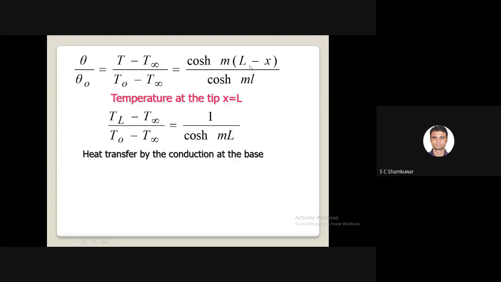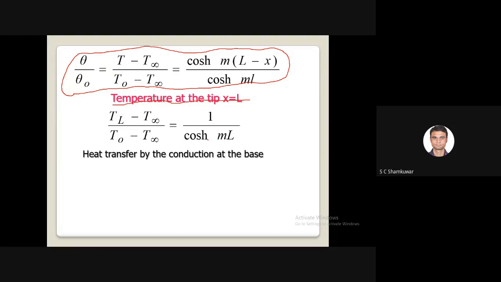Now the temperature distribution at the tip, when x is equal to L. If you put x is equal to L here, L minus L will be 0. This is the generalized equation for a fin with an insulated tip. So at the tip, cosh of 0 will be 1, so it is 1 divided by cosh mL. These are the two equations you need to remember.